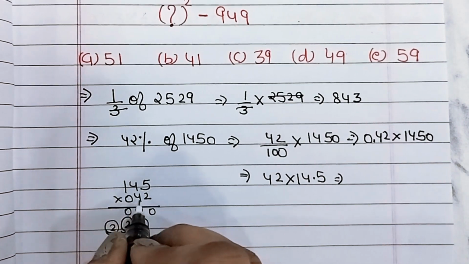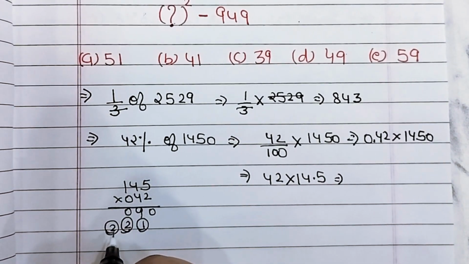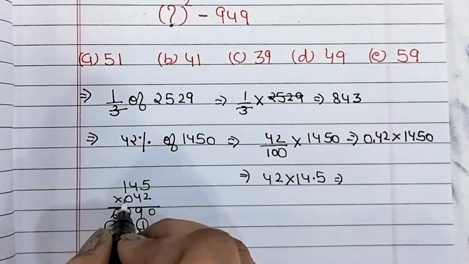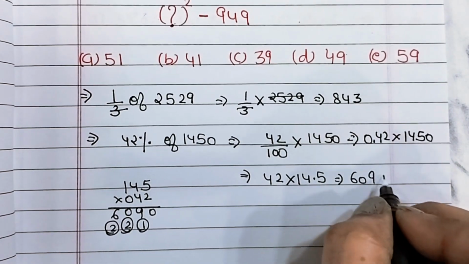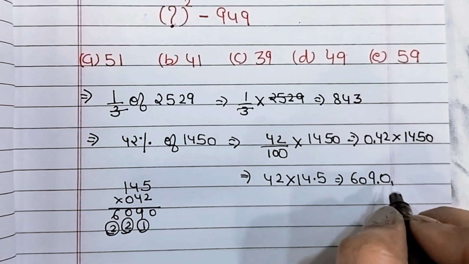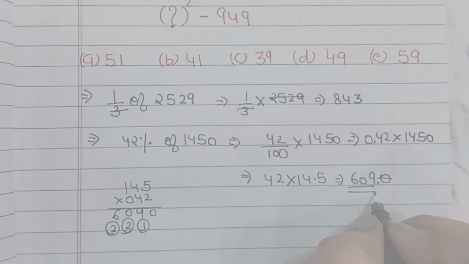Then again 4 into 0, 0. 4 into 1, 1, 4. 4 plus 2 that is 6, and 1 into 0, 0. So 6090, 6090, and put the decimal after one digit. It will come down to 609.